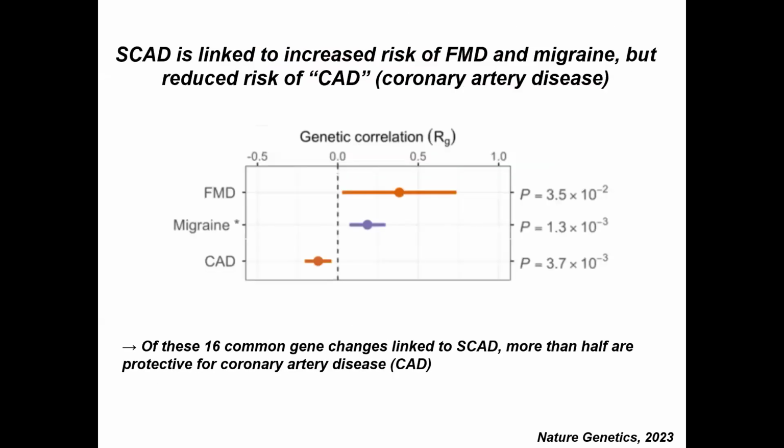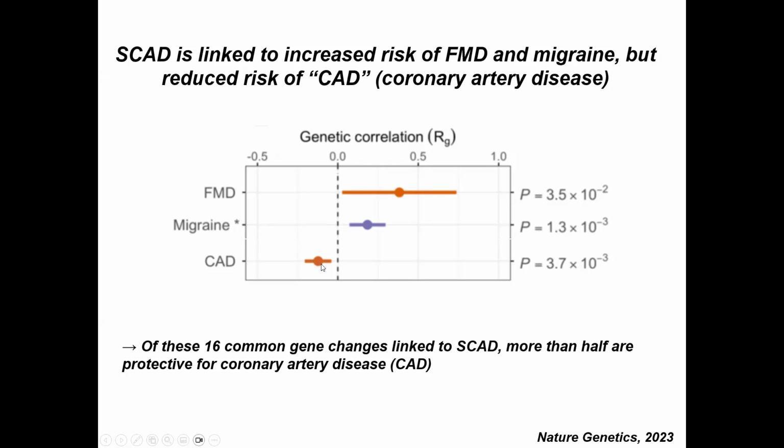A really important finding that came out of this study was that these genes that are linked to SCAD are also linked to a couple of other things. What we found is that the genes linked to SCAD are also linked to fibromuscular dysplasia and migraine headache. And so that means that these genetics are also linked to these things. And I'm sure a number of people listening to this talk have got either migraine or FMD or even both.